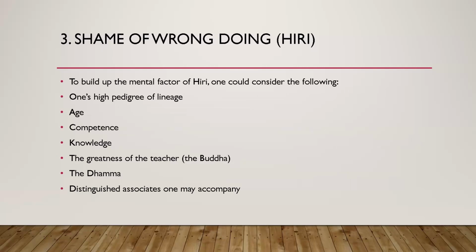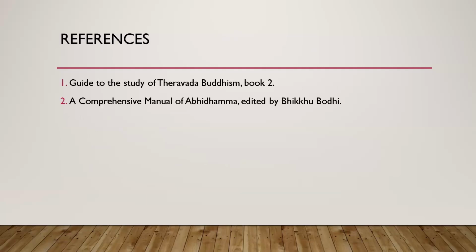To build up the mental factor of hiri, one could consider the following: one's high pedigree or lineage, age, competence, knowledge, the greatness of the teacher, the Dhamma, and the distinguished associates one may accompany. So these are the references.